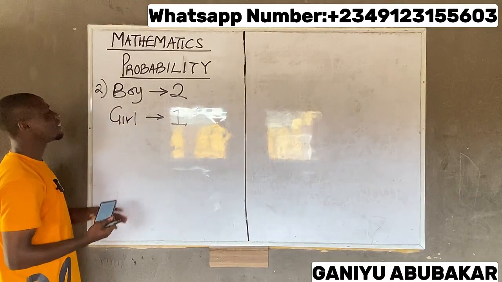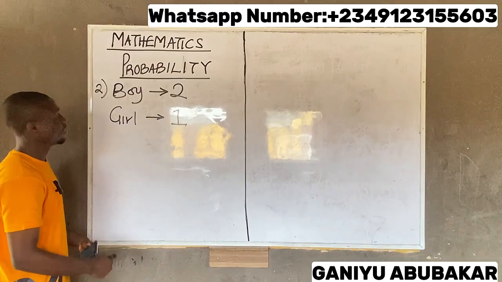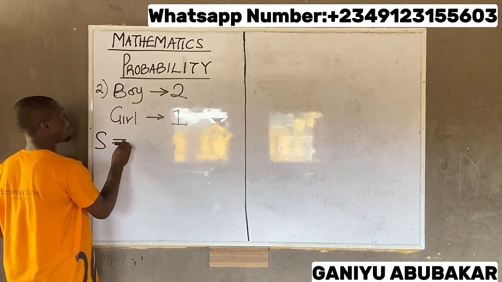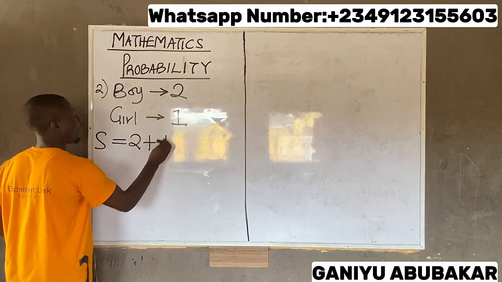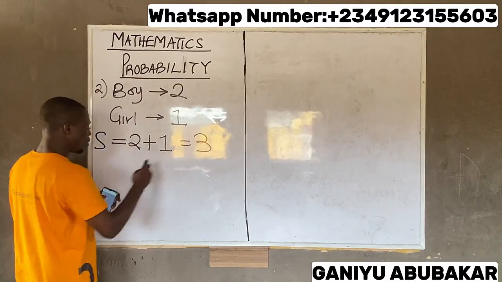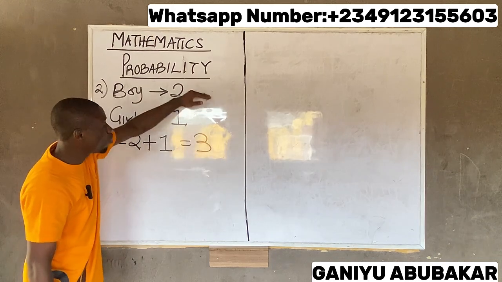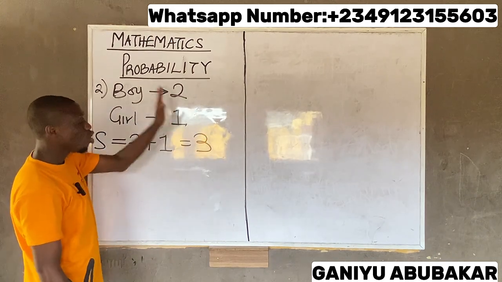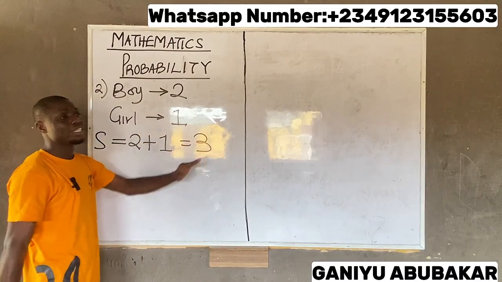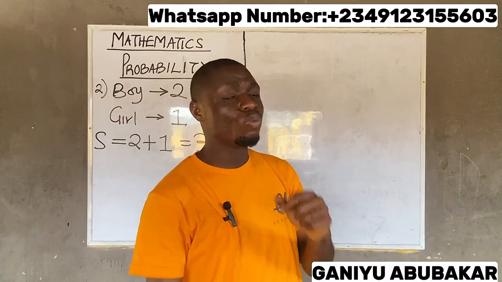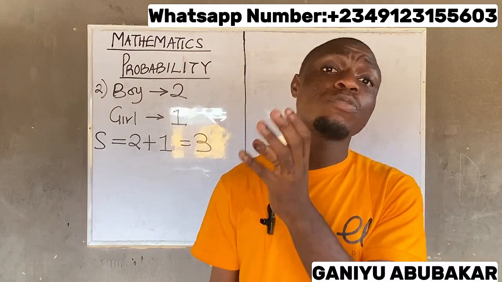So after reading the question like this, your first task is to get what? The sample space. Now the sample space here is what? 2 plus 1, and that's 3. So the total number of children in the family is 3. 2 boys and 1 girl. That's the sample space, all possible outcomes. So your first task is to get the sample space. But hold on, we are asked to find the probability of sponsoring a boy.